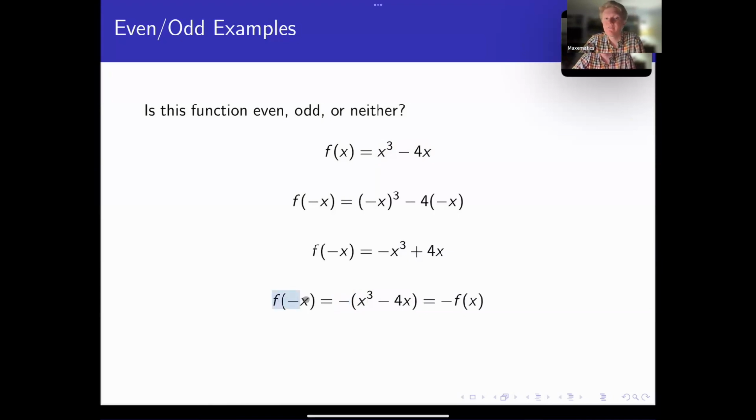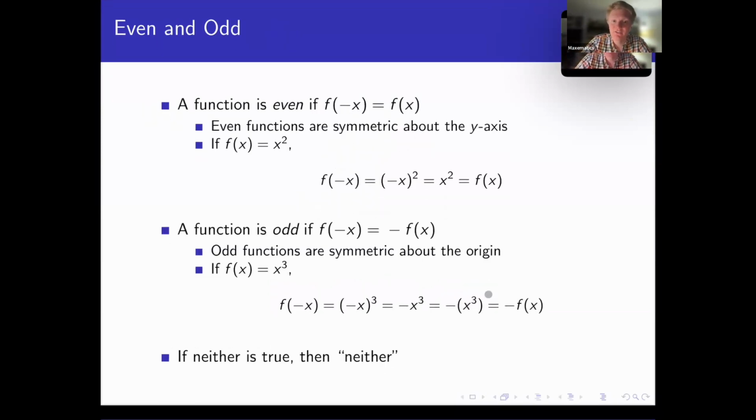If f of negative x equals negative f of x, this is the definition of an odd function. So the conclusion here: f of negative x led us to negative f of x. That is the definition of an odd function right there.